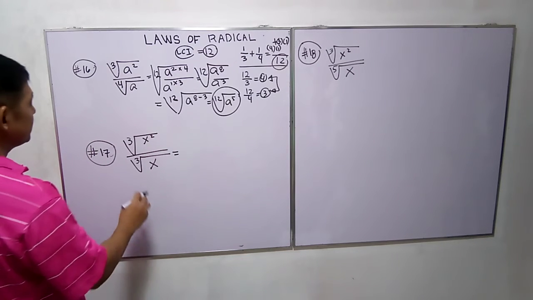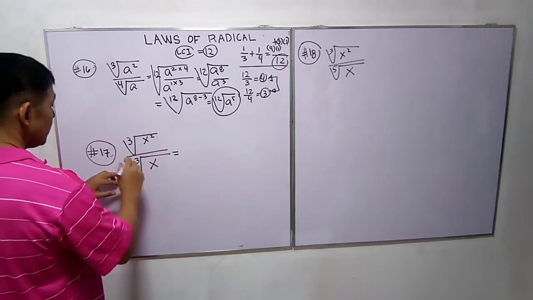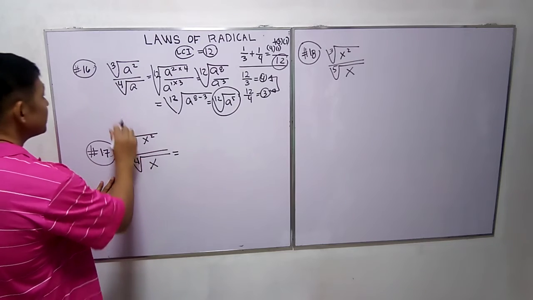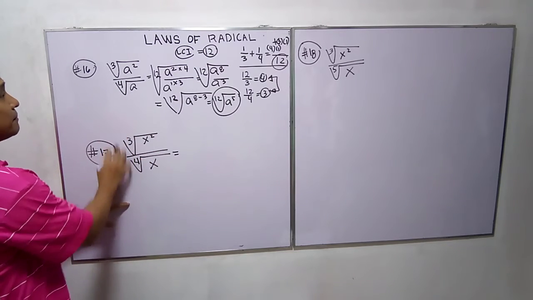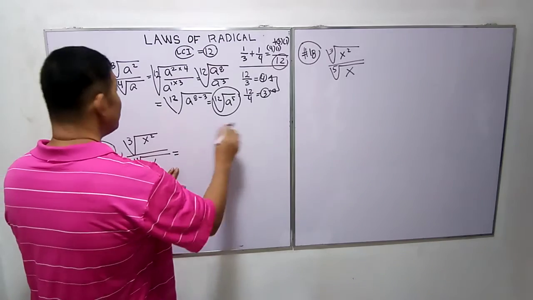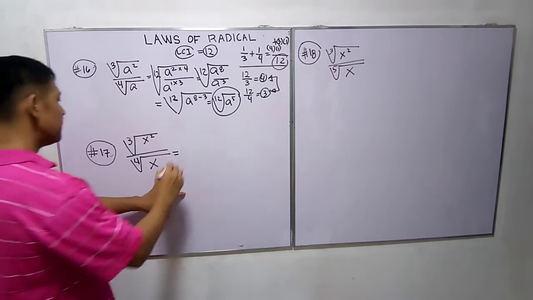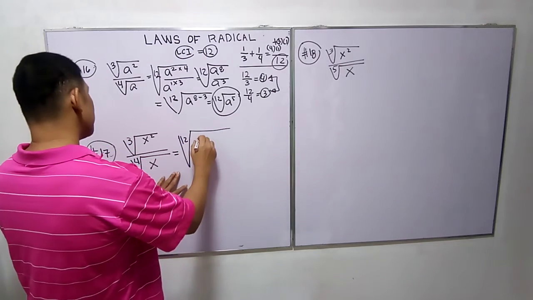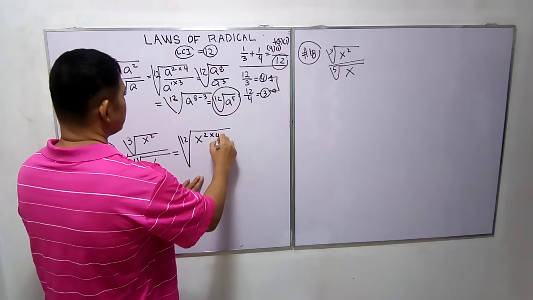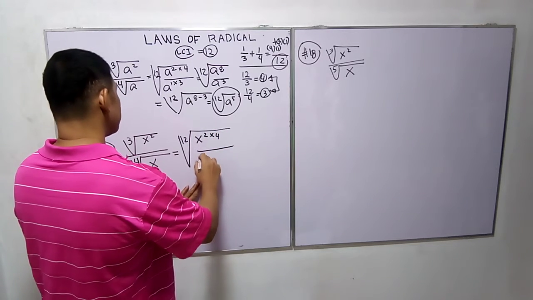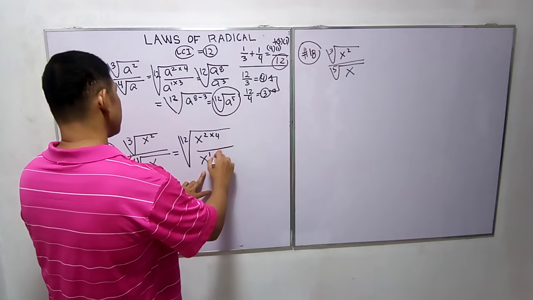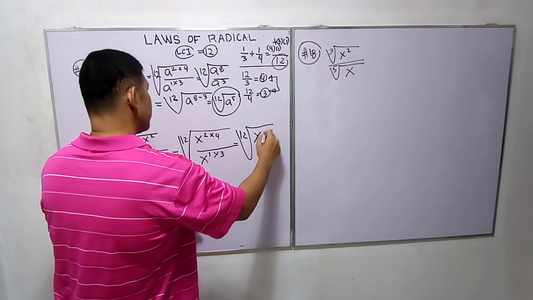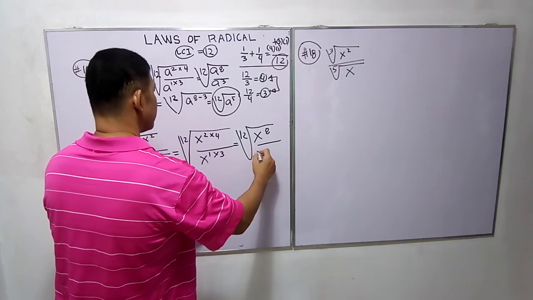Ito na lang. Hindi po 3 to, 4 ito. So, katulad din po nito. So, wala po siyang pagkakaiba rito. Therefore, mangyari po yung LCI niya ay 12. Ang mangyari po rito ay x 2 times 4 over x 1 times 3. So, lalabas po ay 12 root of x to the 8 over x to the 3.